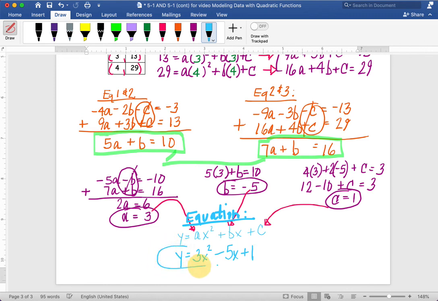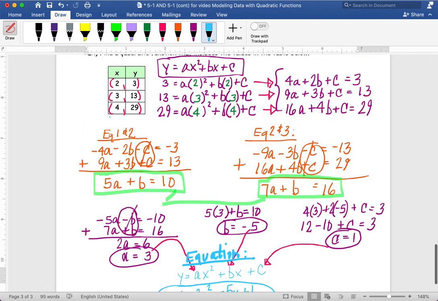And you graph this on a graphing calculator, and you look at the ordered pairs. You go to the table on the graphing calculator. You're going to see that this does pass through these 3 points: 2, 3, 3, 13, and 4, 29.